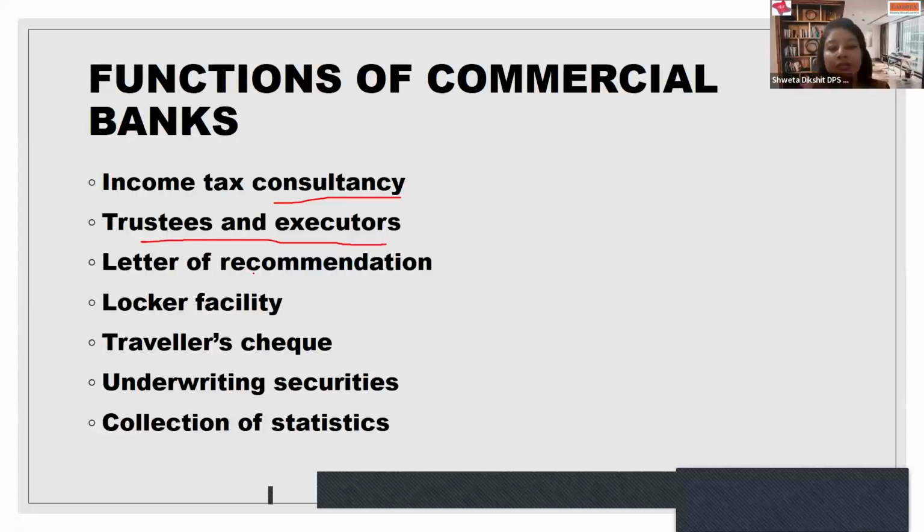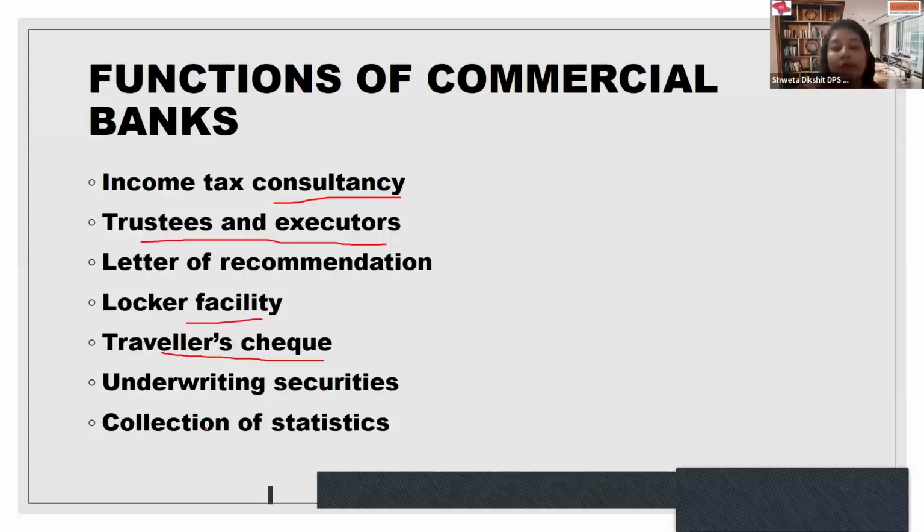Letter of recommendations, like you get LORs from your schools for admission in colleges. In the same way, if you want some LOR for your credit scores or for your credibility, then the banks can again help you. They give you locker facility, they give you traveler's check, although the traveler's check is nowadays not that popular because of the availability of MasterCard, Visa card and all. But yes, it is also one of the functions.